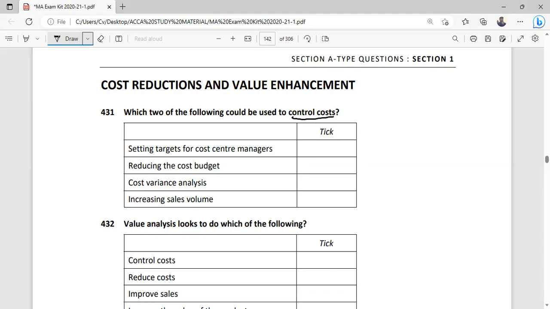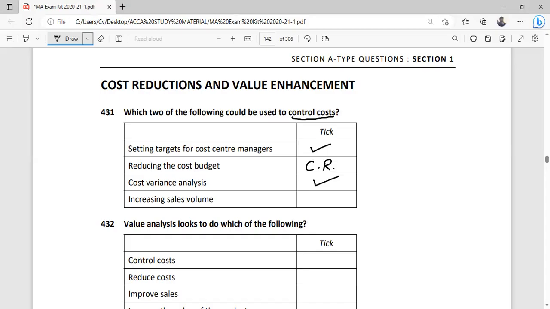Setting targets for the cost center manager. As I told you, we are restricted to budgeting. Reducing the cost budget is basically an example of cost reduction. Then cost variance analysis. Cost variance analysis is part of controlling cost. Increasing sales volume is not basically a part of cost control.